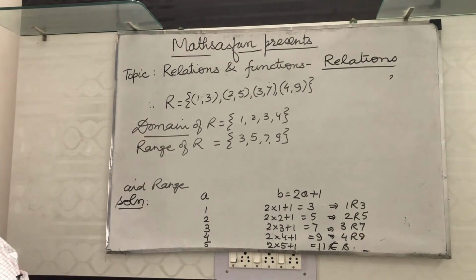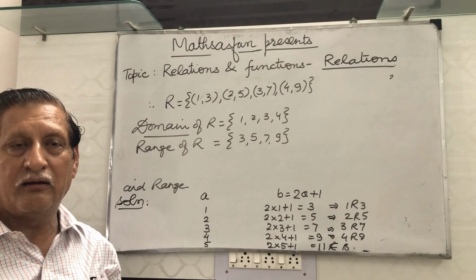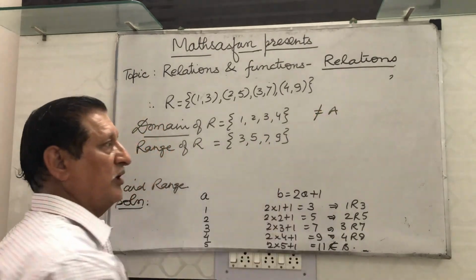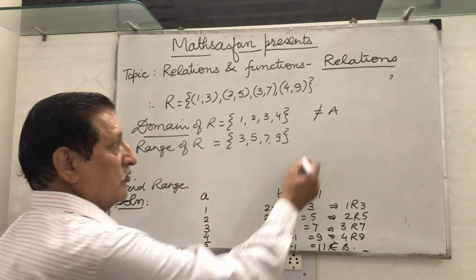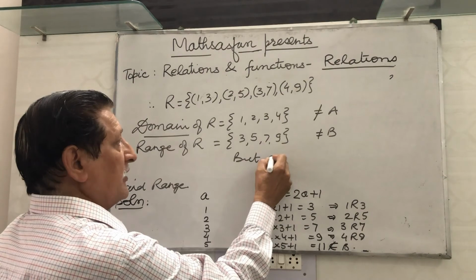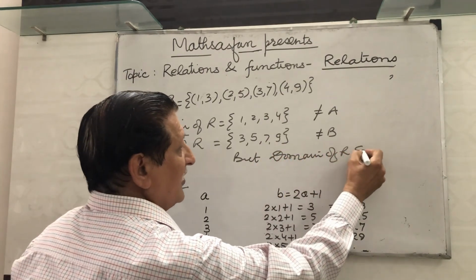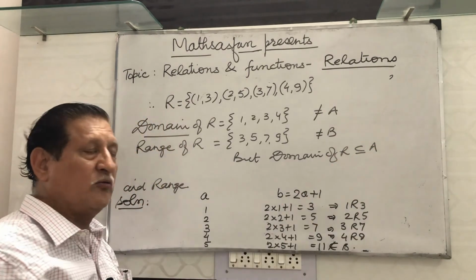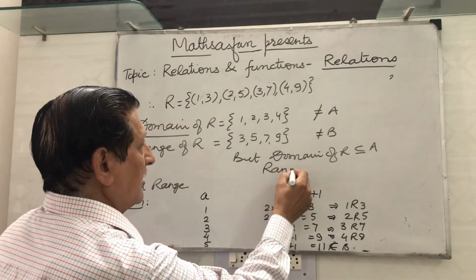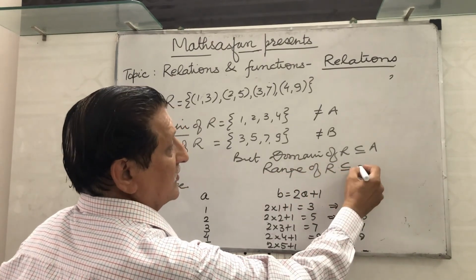Here one more thing we can see, domain is not necessarily equal to set A. It is not equal to set A. Same way, range is also not equal to B, but we will say that domain of R is always a subset of A. It may be equal also, and range of R will always be equal to or a subset of B.